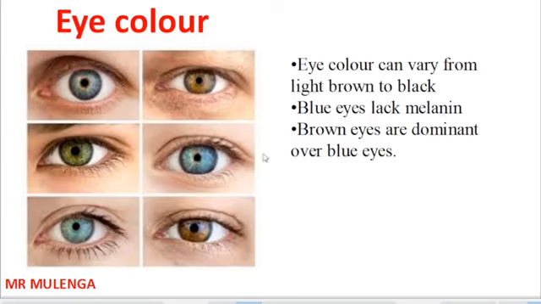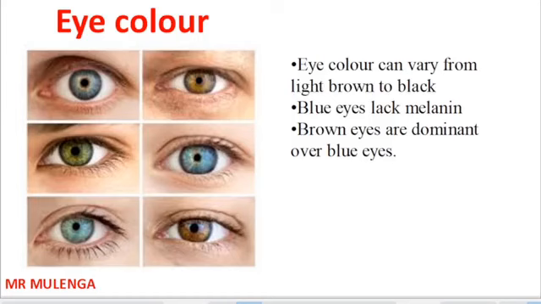When you look at eye color, variation can range from light brown to black. This is dependent upon the amount of melanin that is in the iris. Blue eyes lack melanin. Melanin is just a color pigment. Then brown eyes are dominant over blue eyes.